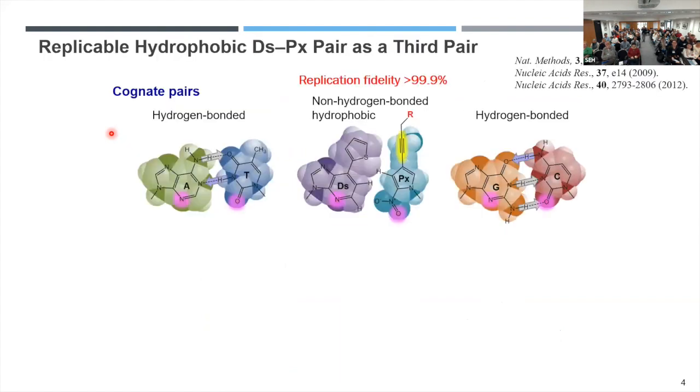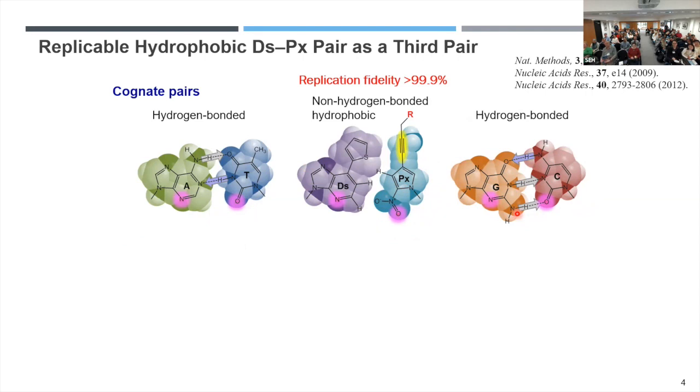So this is the actual structure of Ds-Px. There is no clear hydrogen bonding interaction between the pairing bases. Therefore, these are hydrophobic base pairs. Ds has a pi effect. Therefore, the shape of this Ds base is larger than A and G. Instead, Px has a five-membered ring. Therefore, this is smaller than T or C. This is a kind of jigsaw puzzle piece, so the larger piece fits well with the smaller base.